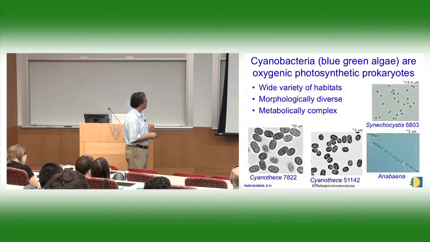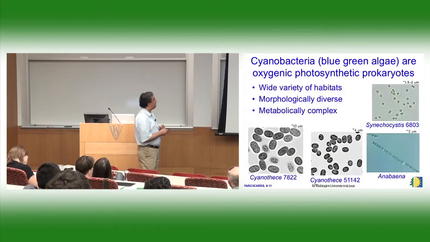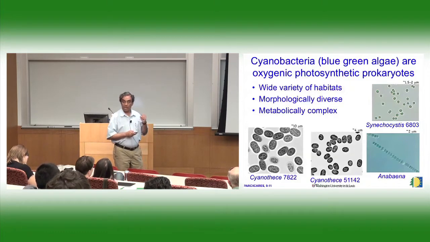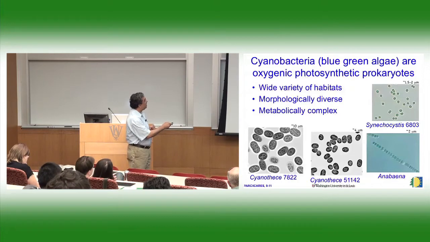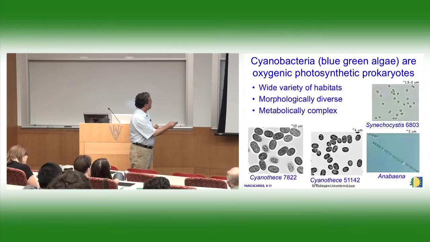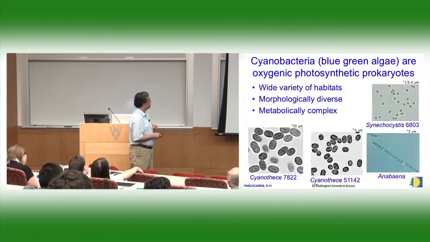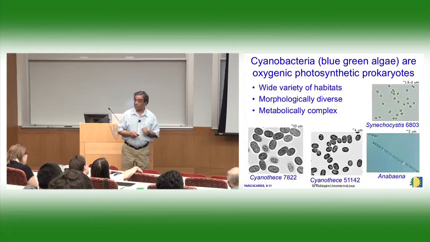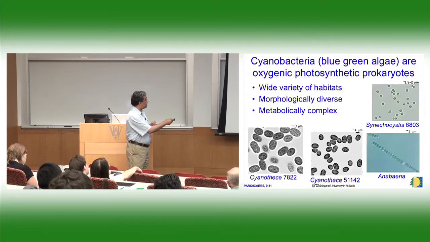So here I'm showing you cyanobacteria, which used to be called blue-green algae. Those are the ones that we study. By all means, they are algae, but we do not call them algae nowadays. They are cyanobacteria, and they produce oxygen and they use photosynthesis. They come from a wide variety of habitats. Morphologically, they're diverse, metabolically complex. This is what I just mentioned. And here are some pictures.